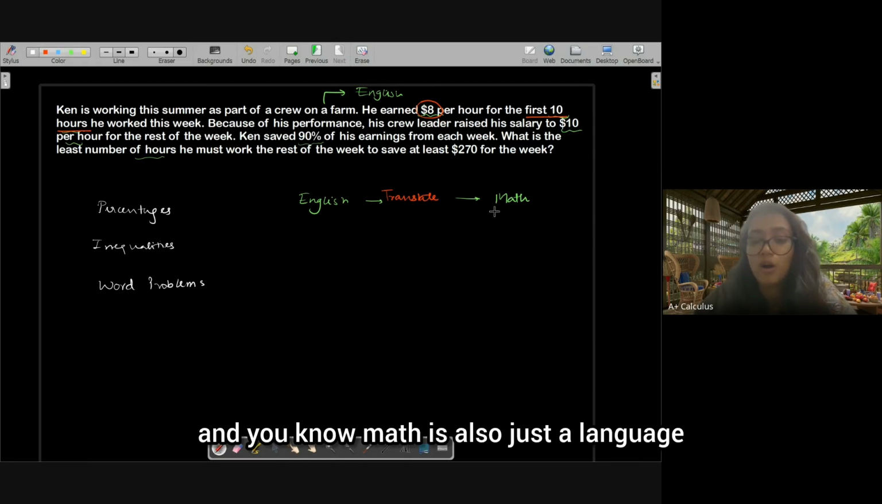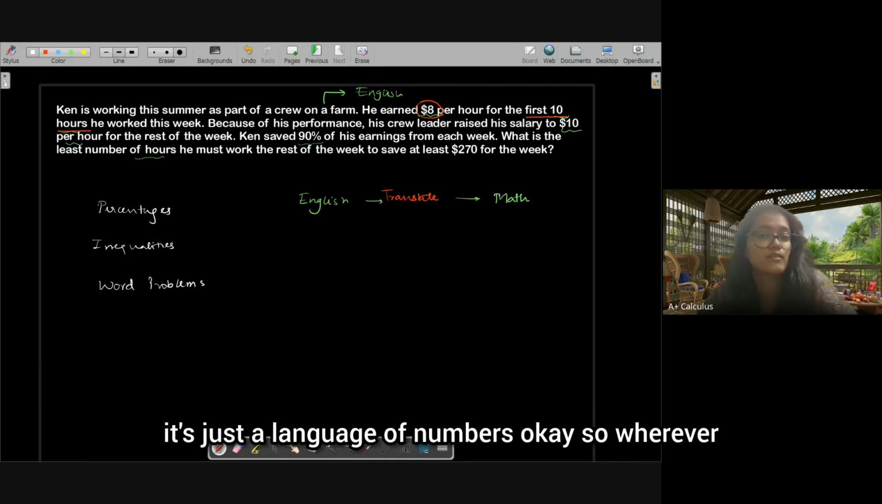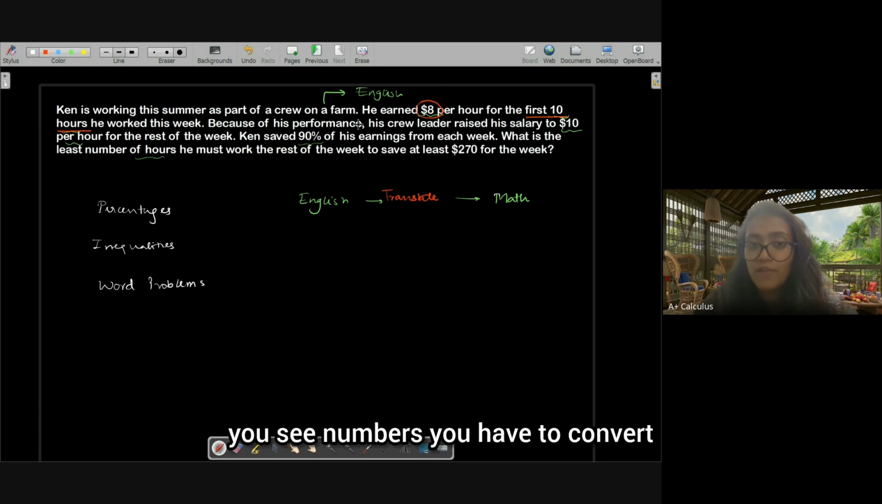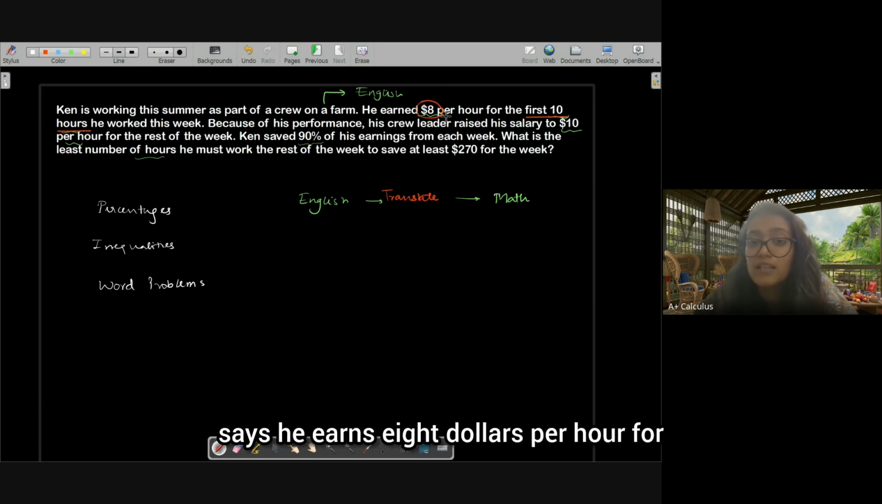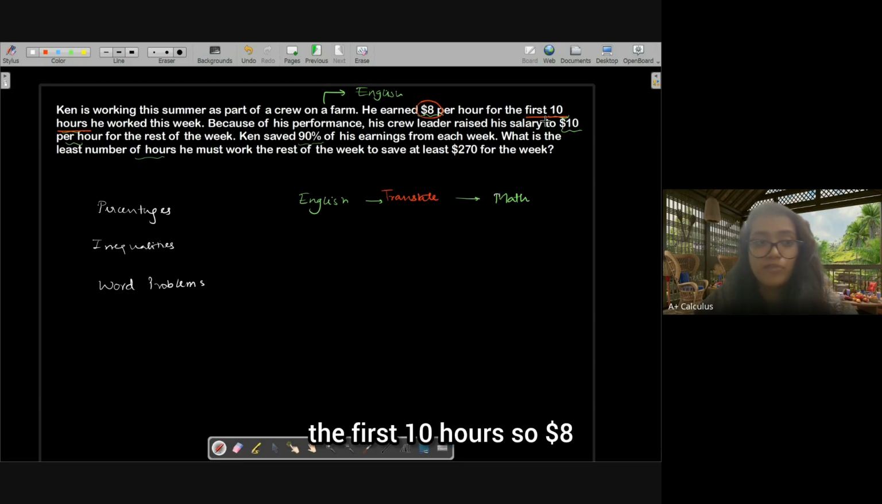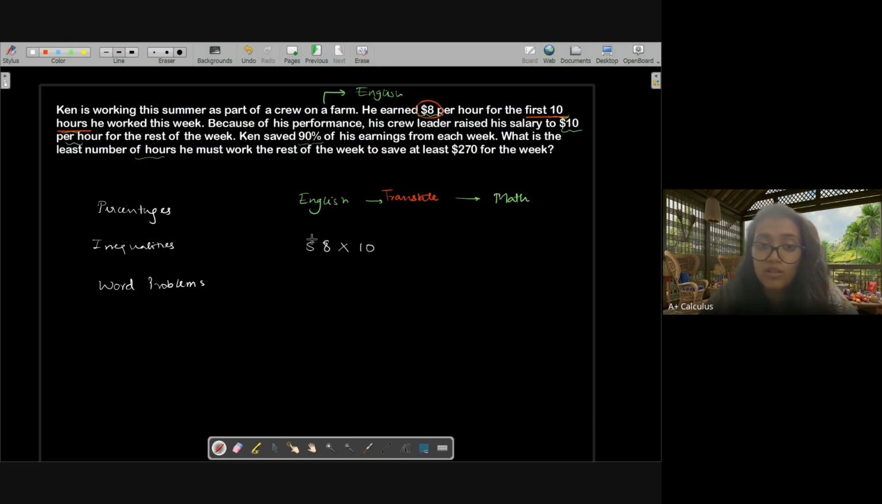And math is also just a language. It's just a language of numbers. So wherever you see numbers, you have to convert that sentence from English to math. So it says he earns $8 per hour for the first 10 hours. So $8 per hour, and for 10 hours, that means he's earning 8 times 10 for the first 10 hours.